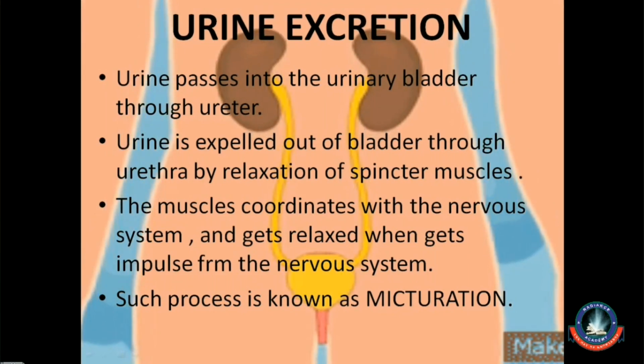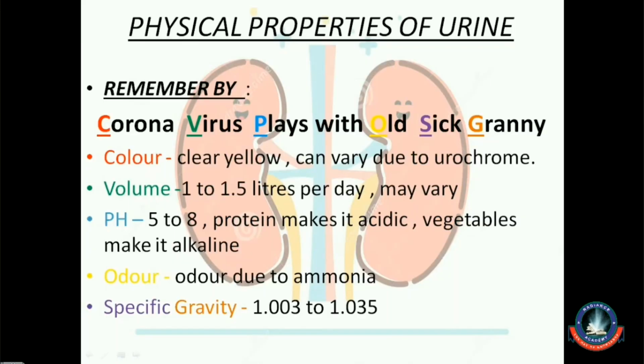Moving forward to physical properties of urine. There is a small mnemonic which I made for you, which makes it easy to remember the physical properties. Beginning with the first one, the color. Color can vary because of the variation in the pigment, that is the urochrome, and how much water has been expelled from your kidneys. If you are drinking excess water, the urine might be dilute, so you might not have a dark yellow color.